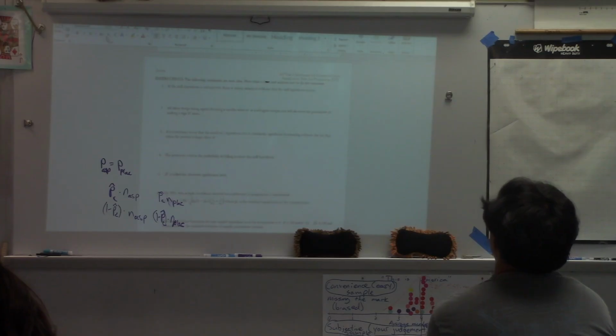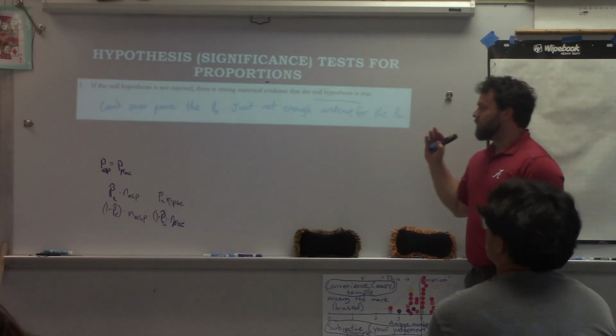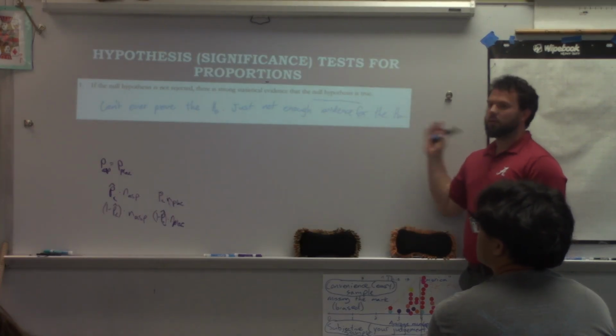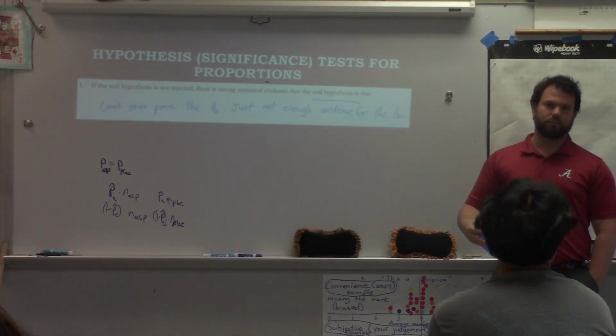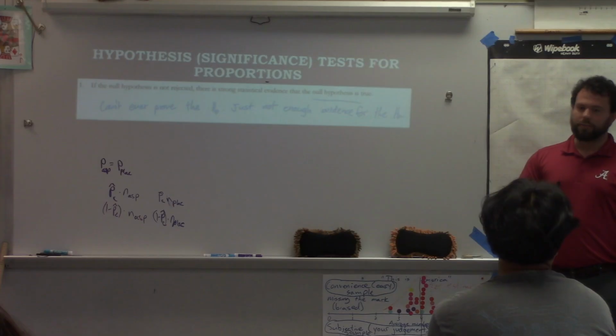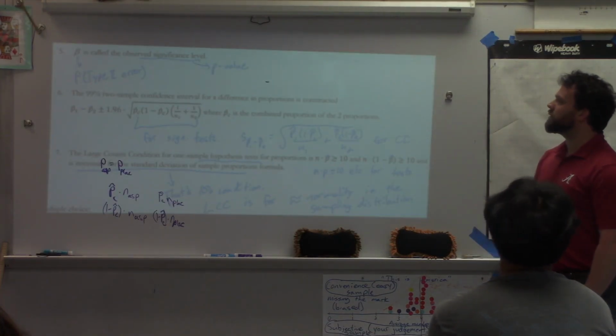So we never prove anything, and we never collect evidence for a null. We collect evidence for the alternative, and we either have enough or we don't have enough. Make sense? So keep that in mind. We either have enough evidence for the alternative or we don't have enough evidence for the alternative.